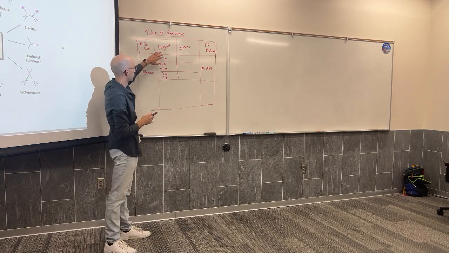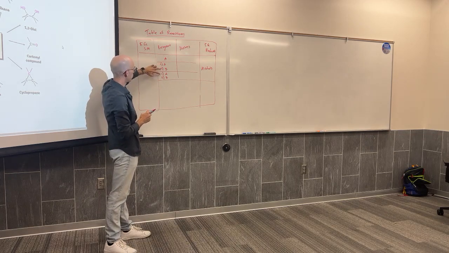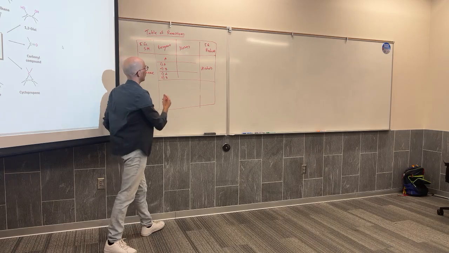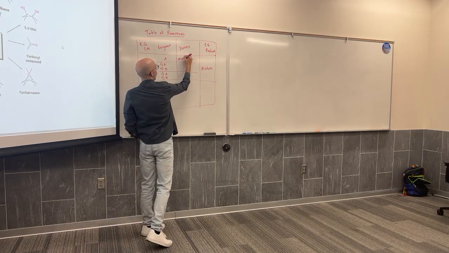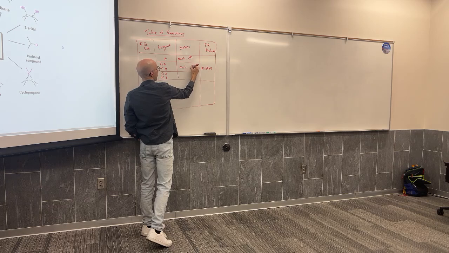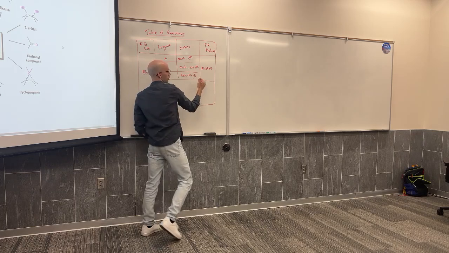One of them just has 1 reagent. The other 2 actually have 2 steps. One of them is Markovnikov and it has a carbocation. One is Markovnikov and it has no carbocation. And one of them is an anti-Markovnikov addition.